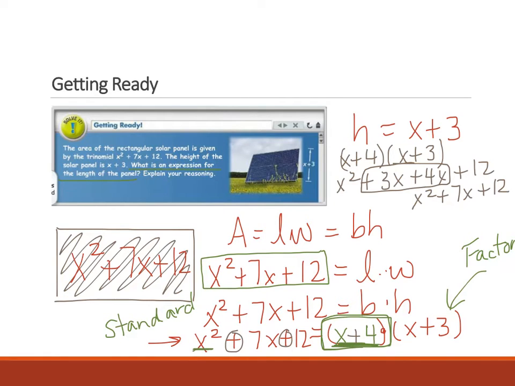So a common place that we see factoring in our application problems is when we're working with area and volume. And the reason for that is because area and volume are usually determined by some sort of multiplication. And that's exactly what factoring is. It's taking a trinomial and writing it in terms of two binomials that are being multiplied together.